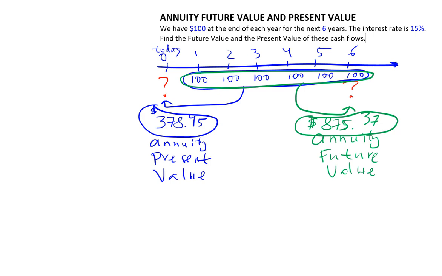Now, what kind of annuity is it? Remember, we have 2 types of annuities, an ordinary annuity and an annuity due. This is an ordinary annuity. How do we know? Because our payments are at the end of each year. If this were an annuity due, the problem would say at the beginning of each year, and then the calculations would be slightly different.